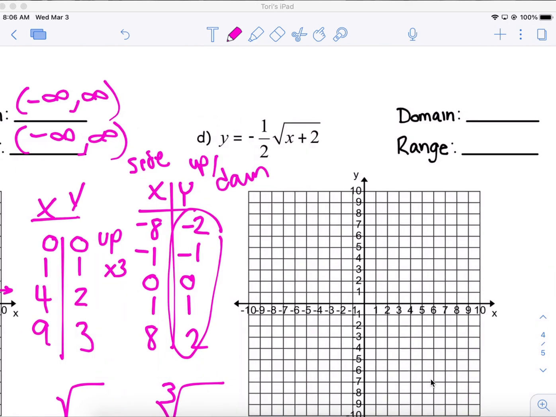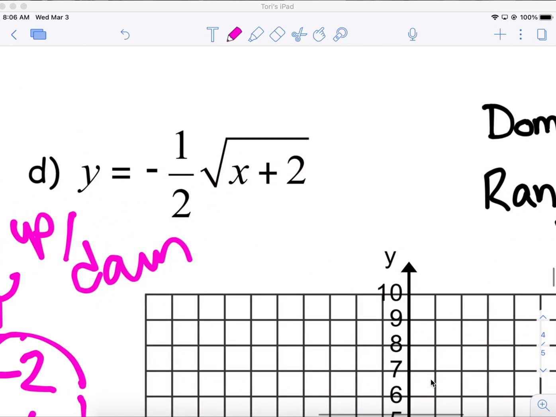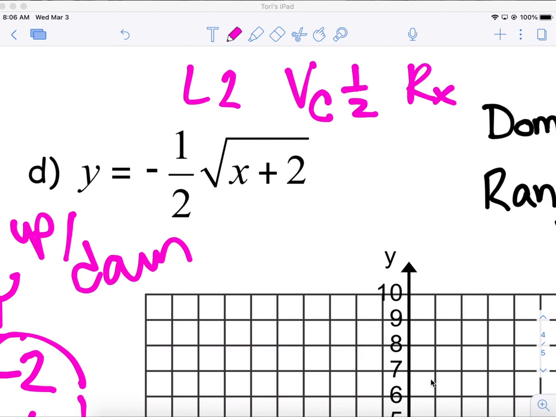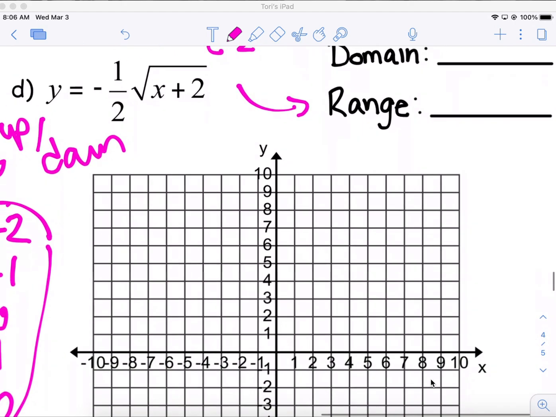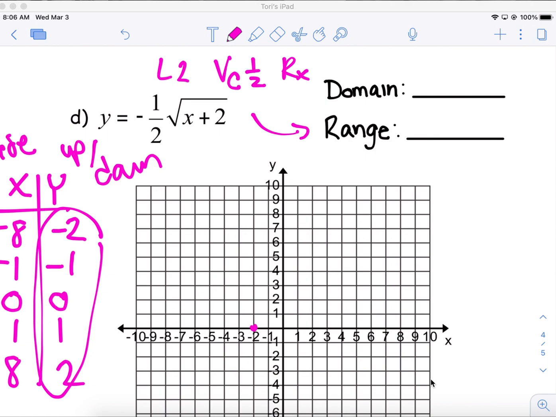So square root, writing out my transformations. This in the middle is my inside. He goes first, so I'm going left 2. I'm going to do a vertical compression by 1/2 again, and I'm also going to reflect over the x again. So make sure you know you're going this way now. Starting point is going to be left 2, so we're going right here. We are going down, but we're only going half as far down.